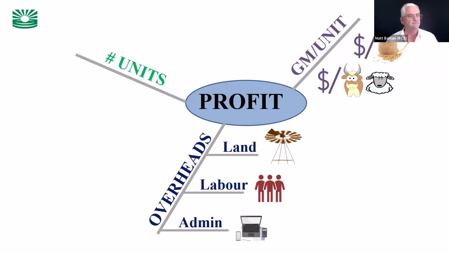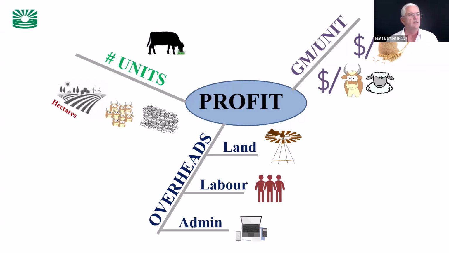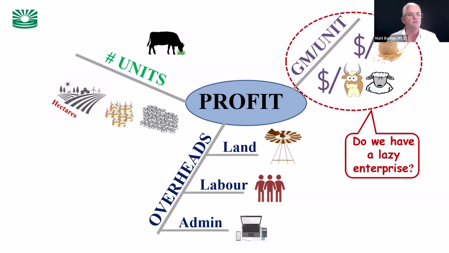And then we have our units or our turnover, and we have the number of hectares that we're cropping, the number of cattle or number of sheep that we're running, and the stocking rate and utilisation. So this is a basic model of any business, but this is an agricultural business that we're focusing on. So the first place I'd like to start to look at is the gross margin per unit. And I'd like to ask you, do you have any lazy enterprises?